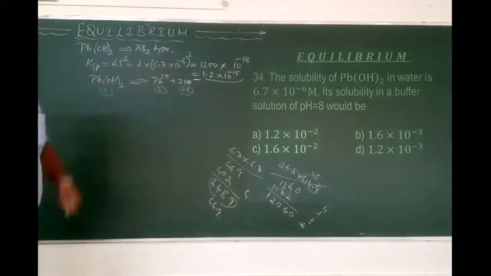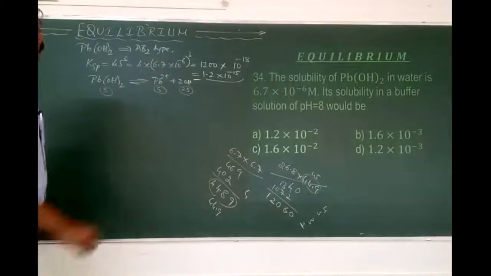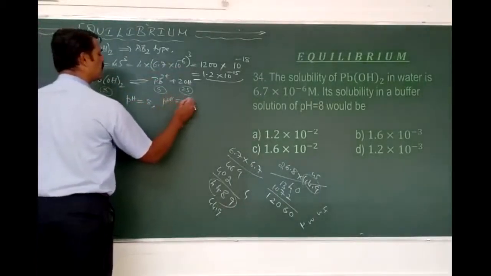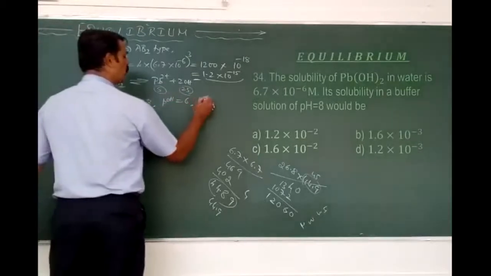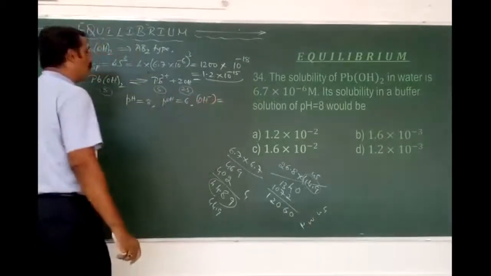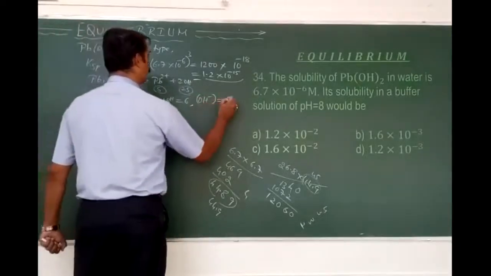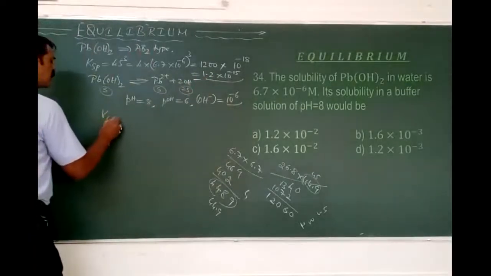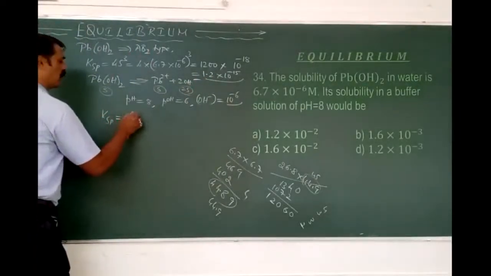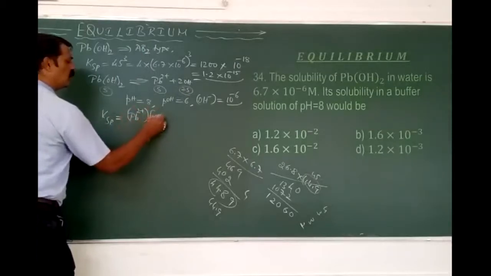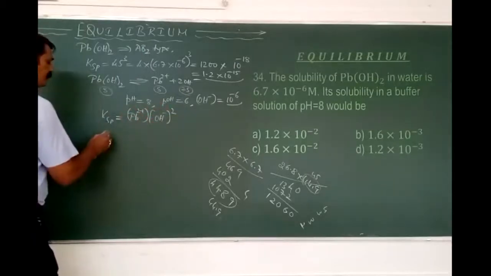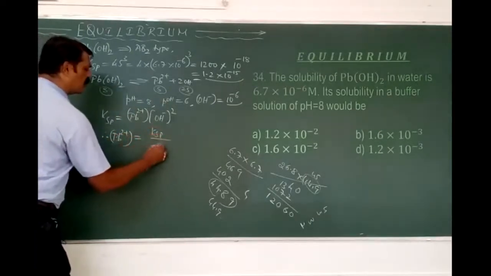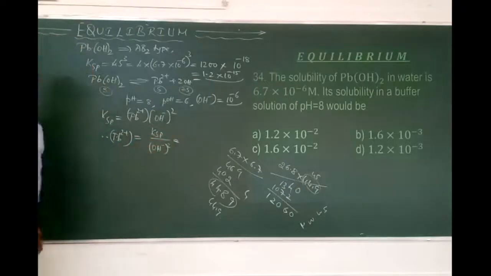Its solubility in a buffer of pH equal to 8 means, what is pOH? It is 6. Therefore, what is OH minus? OH minus is going to be 10 to the power of minus 6. We know that Ksp is equal to the product of the ions. What is the product of the ions? Pb2 plus into OH minus whole square. Therefore, what is Pb2 plus? It is Ksp divided by OH minus whole square. What is Ksp here first?